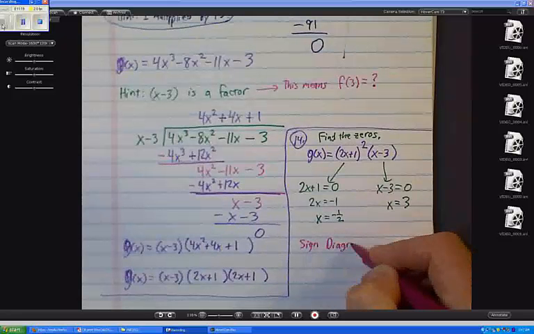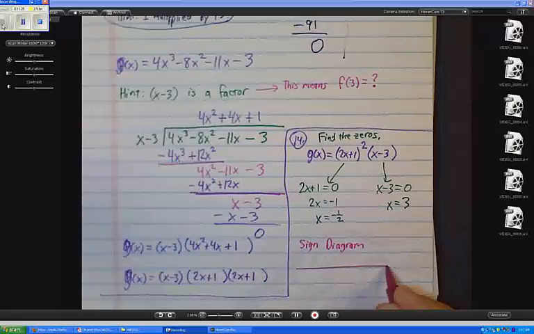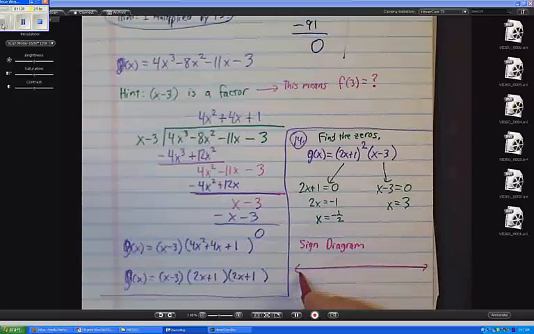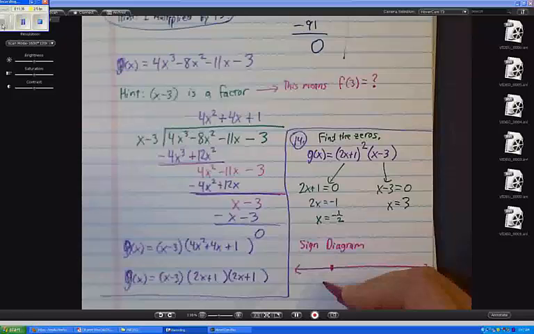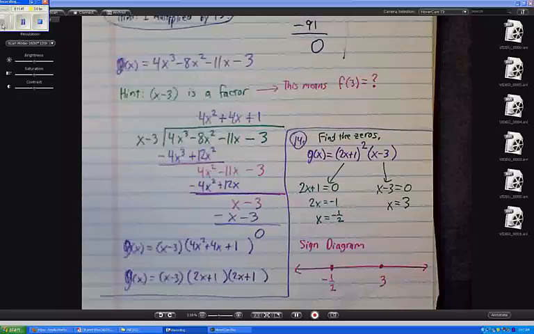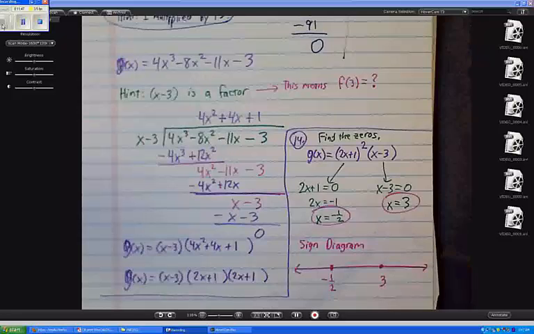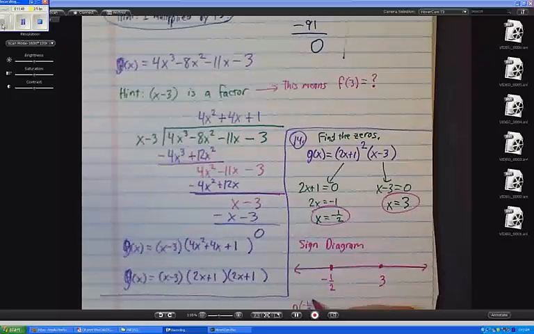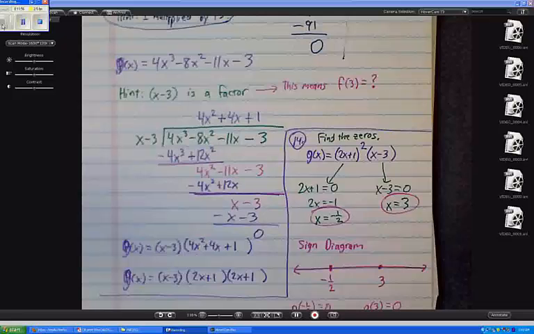Okay. So the last thing I have to show you today is what's called a sign diagram. And this is actually a nice tool we will use again and again and again in this course. But I want to introduce it now. So what I'm going to do is plot the points negative 1/2 and 3 on a number line. And the reason I'm putting those is those are my zeros. I know that g of negative 1/2 is 0, and I know that g of 3 is 0. I also know something about a polynomial, and that is it's going to be what's called a continuous function.